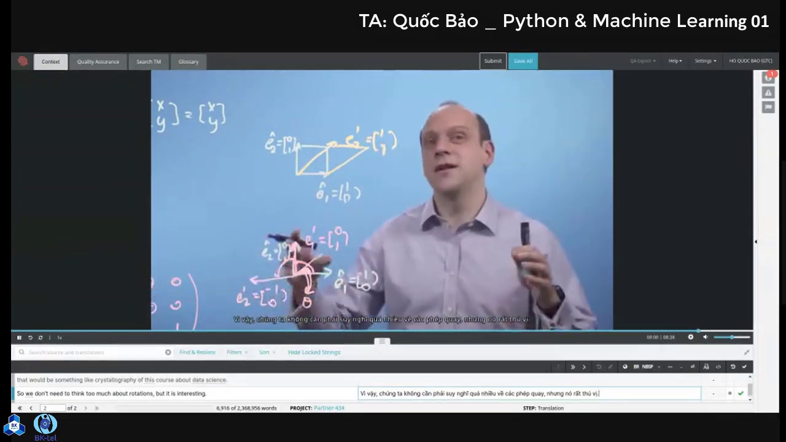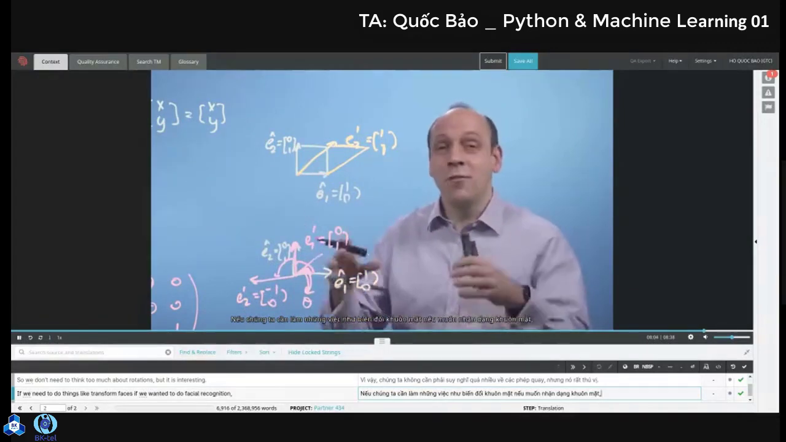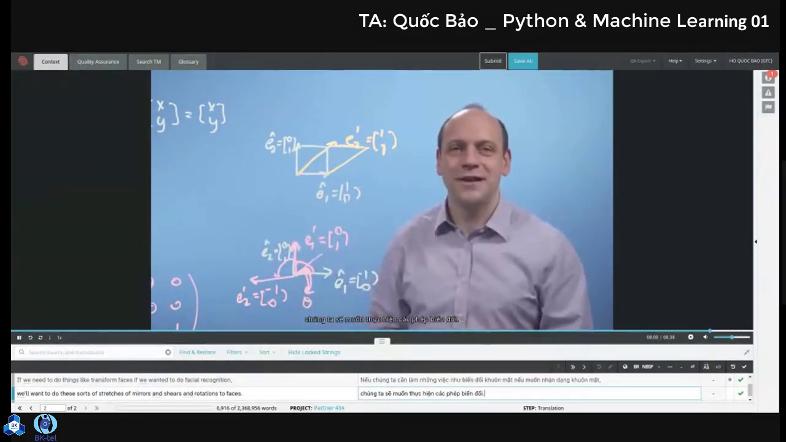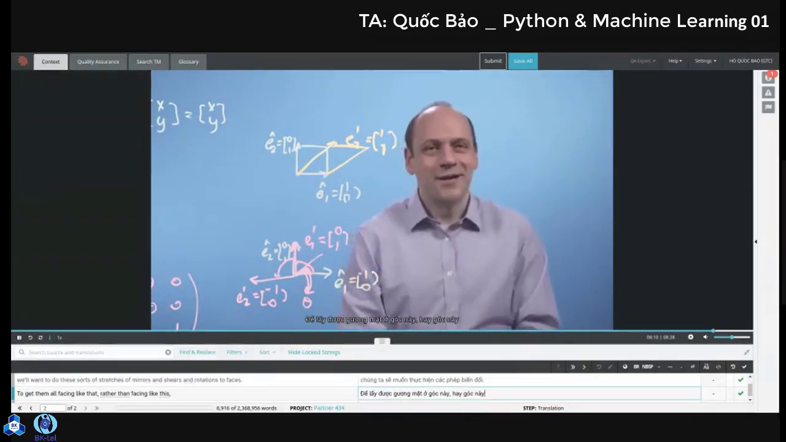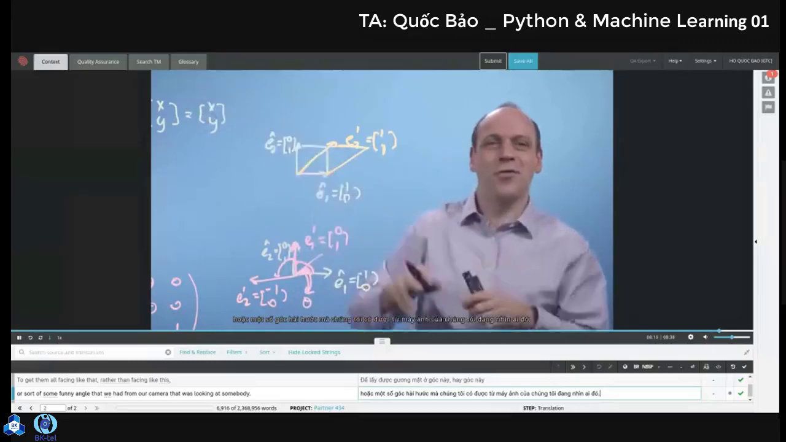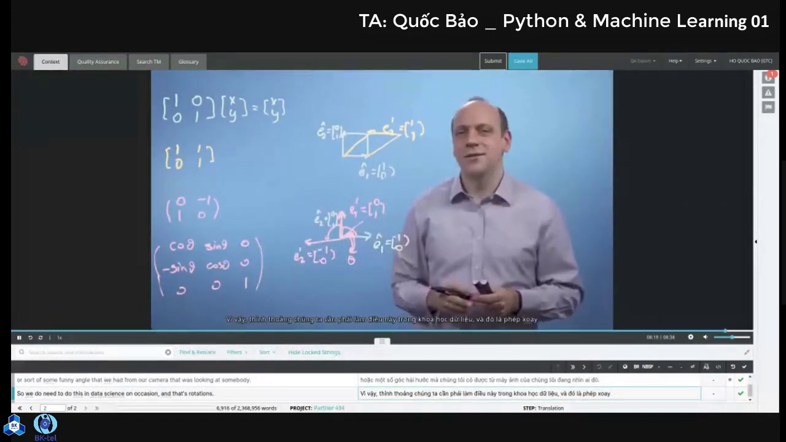But it is interesting if we need to do things like transform faces, if we're wanting to do facial recognition, we'll want to do these sorts of stretches and mirrors and shears and rotations to faces to get them all facing like that rather than facing like this or at some funny angle that we had from our camera that was looking at somebody. So we do need to do this in data science on occasion.